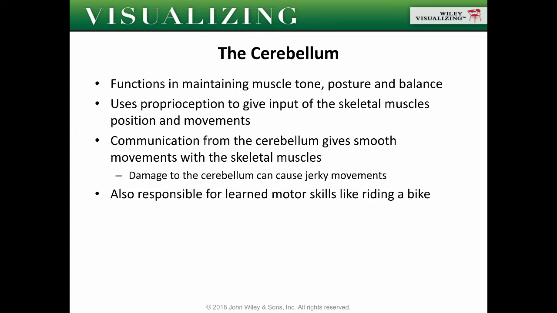Now, the cerebellum. The cerebellum functions in controlling muscle tone, posture, and balance. Basically, coordination. If there's a problem with your coordination, most of the time that means you have a problem in your cerebellum region. It uses proprioception to give input on the skeletal muscles' position and movement. Proprioception is basically the sense of where your body is. For example, when we are sitting at a desk, we cannot see our feet, but we know roughly where our feet lie. That's proprioception. We know where every part of the body is supposed to be.